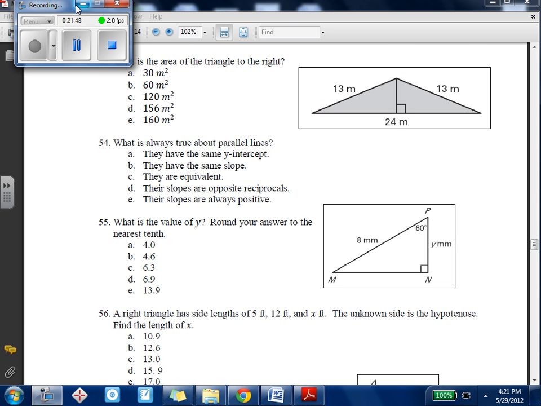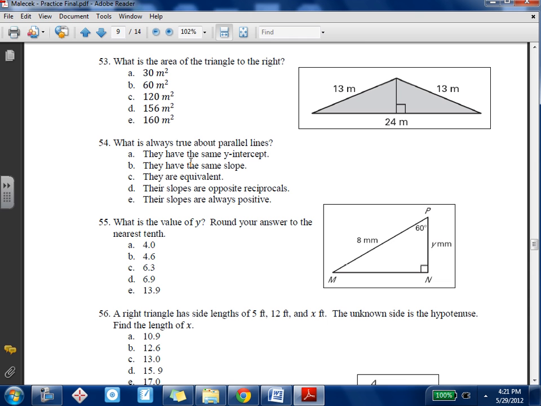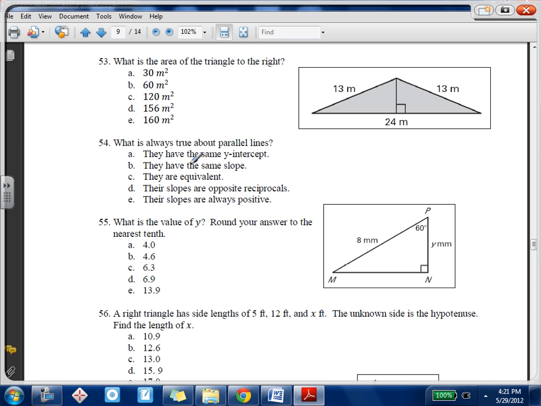All right, number 53 here. What is the area of the triangle to the right? If we look at the triangle to the right, we know that the area of the triangle is half the base times the height. We have been given the base here. It's 24. But the height, remember, must be perpendicular to it. That is right here, which is not given. So what we need to do is find that height.